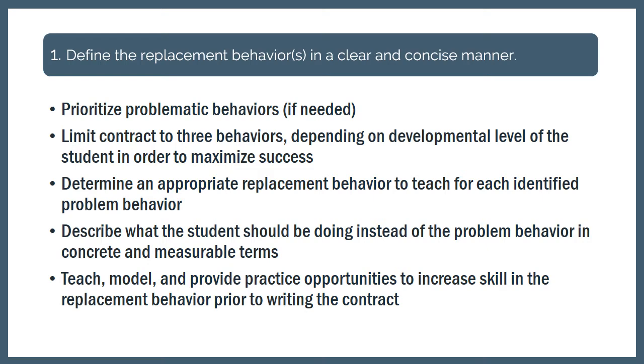It's important to list what the student should be doing instead, and not only list the behaviors you'd like to see decrease. Learning a replacement behavior is like any new academic skill or life skill and will require teaching, modeling, and practice opportunities to increase the likelihood for success. The amount of teaching which may be required will depend on the student's age, developmental level, and the replacement behavior. Therefore, it's important to individualize your approach each time you create a new behavior contract.